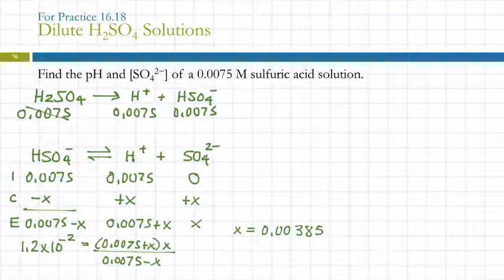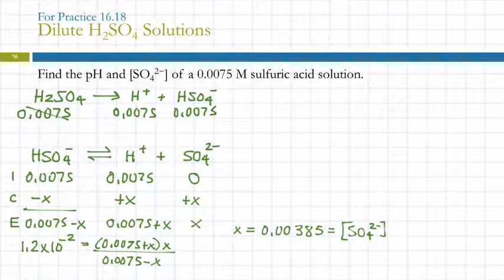So I'm trying to find the pH and the sulfate ion concentration. So I just determined that this is x. Well, the sulfate ion concentration is equal to x. So this is equal to the sulfate ion.